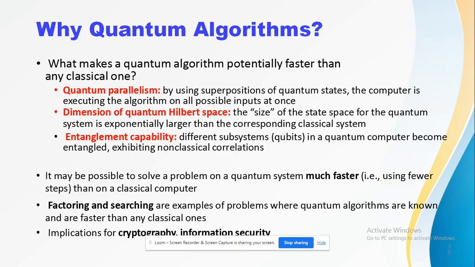Different subsystems in a quantum computer become entangled, exhibiting non-classical correlations. So, with the use of quantum algorithms, it is possible to solve problems on a quantum system much faster than on a classical computer. A few examples are factoring and searching, where quantum algorithms are known to be much faster than the classical ones. And some of the implications are in cryptography and information security.